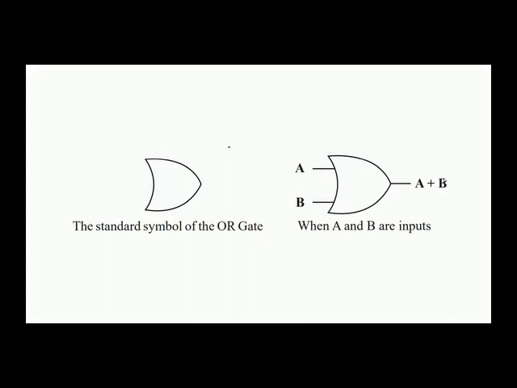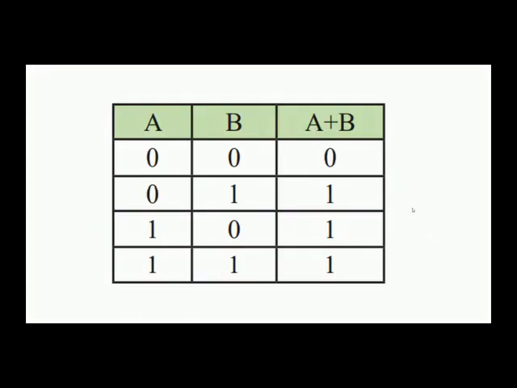Now can you remember the output of the AND gate? What was the output of the AND gate? A dot B, yeah, A dot B, very good. The output of the AND gate is A dot B. Now the output of the OR gate is A plus B. It doesn't mean that you have to add these two. It's just a symbol, right? A plus B.